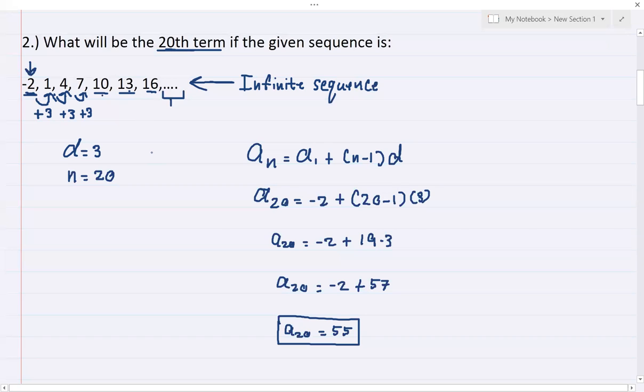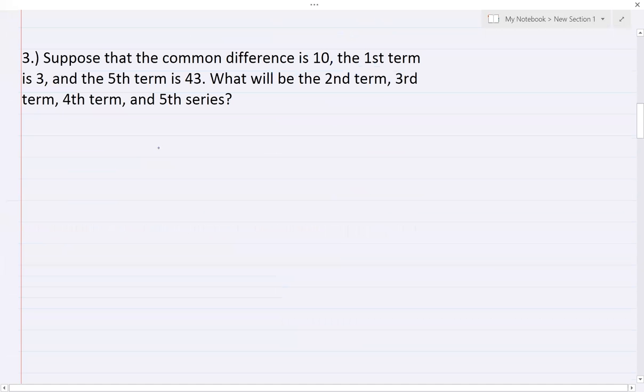Let's proceed to the third question. Suppose that the common difference is 10. First term is 3 and fifth term is 43. What will be the second term, the third term, the fourth term, and the fifth series? So let's write the given first. We have a common difference of 10. Second, your first term is 3. Your fifth term is 43.